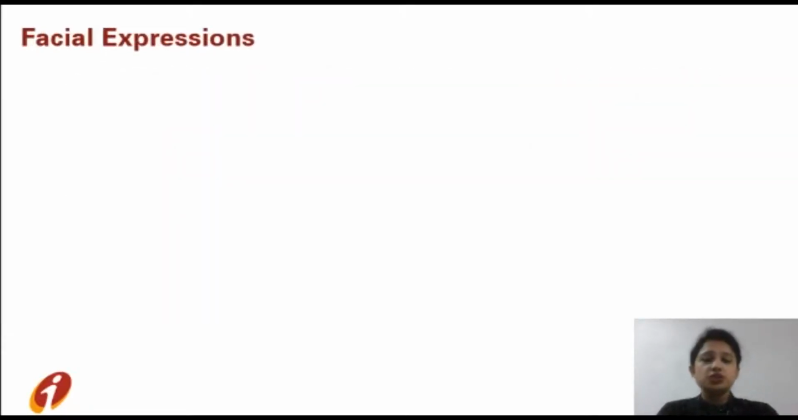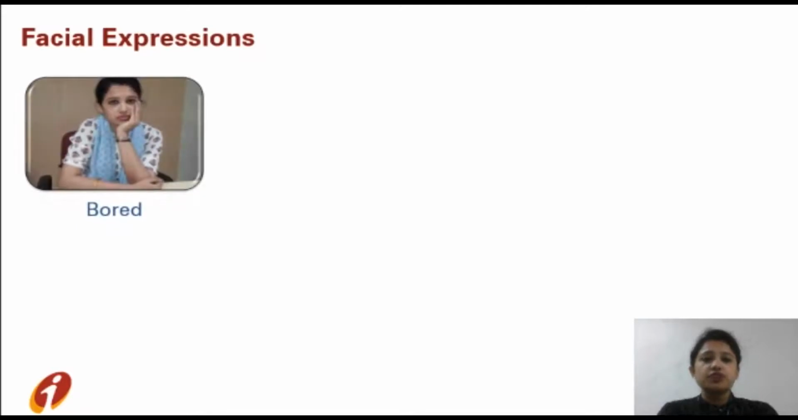Since we have understood about hand gestures, let us also understand about facial expression. Our face is the mirror to the emotions in our mind and our heart. So, if you want to be a good speaker, you should be able to develop an understanding of your listeners' facial expressions. Let us first check out some facial expressions.